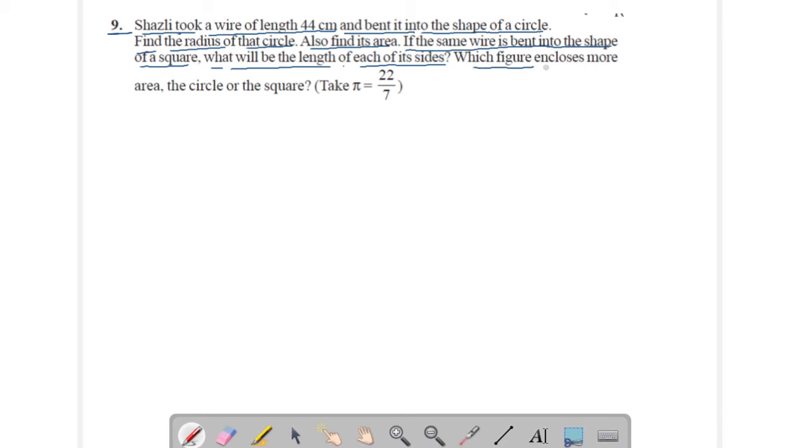Which figure encloses more area, the circle or the square? Take pi equal to 22 upon 7. See the solution. A total length of wire equal to 44 centimeter.